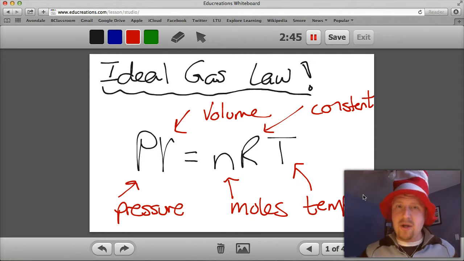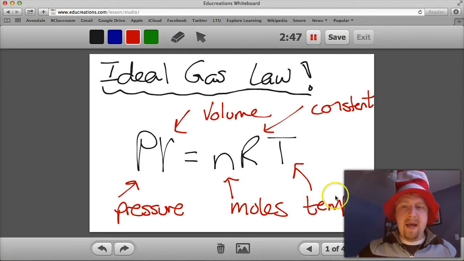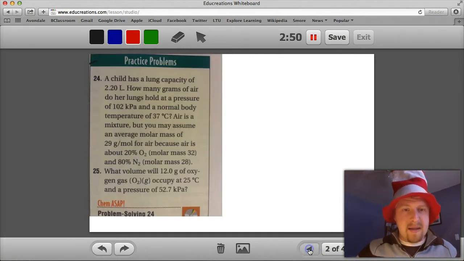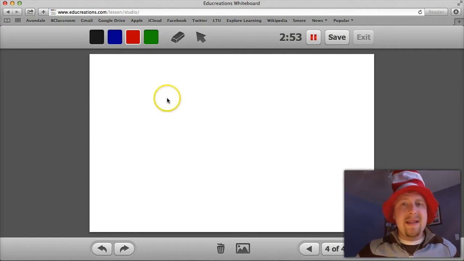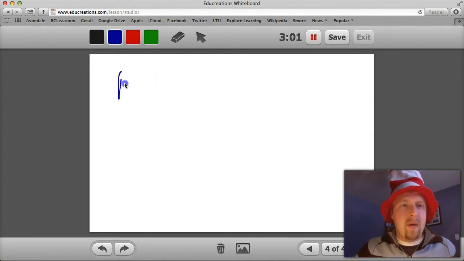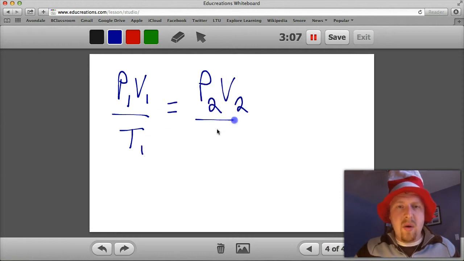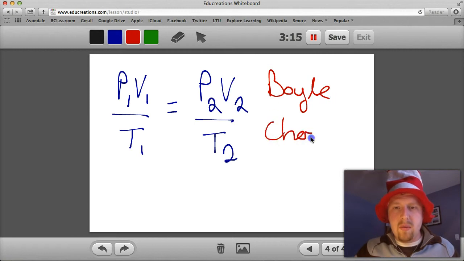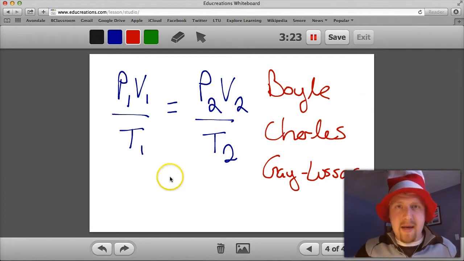Another really key distinction with the ideal gas law is that it deals with things how they are currently. To give you a recap, P1V1 over T1 equals P2V2 over T2. This is the combined gas law, and it includes my boy Charles, Boyle, and Gay-Lussac.